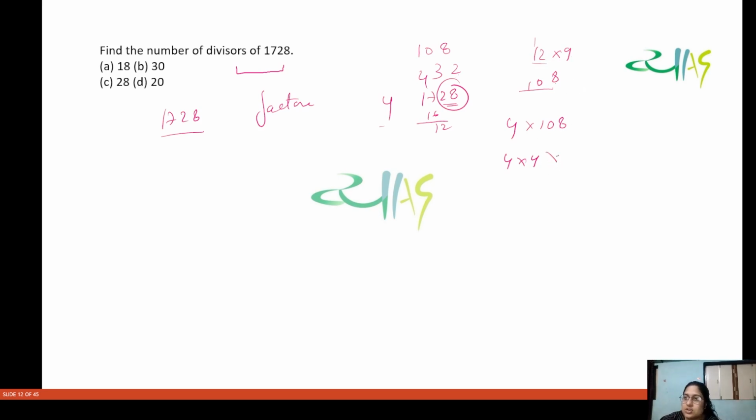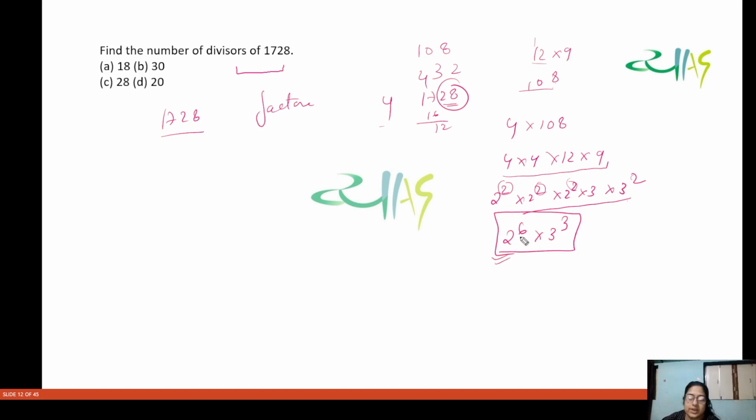Everybody knows that. So this becomes 12 into 9. Okay. Now obviously we can know the factors. This is 2 square into 2 square into 2 square into 3 into 3 square. Okay, so this is a standard notation. It becomes 1 2 6 8 6 only. Okay, 2 to the power 6 into 3 to the power 3. Now this is a standard notation.